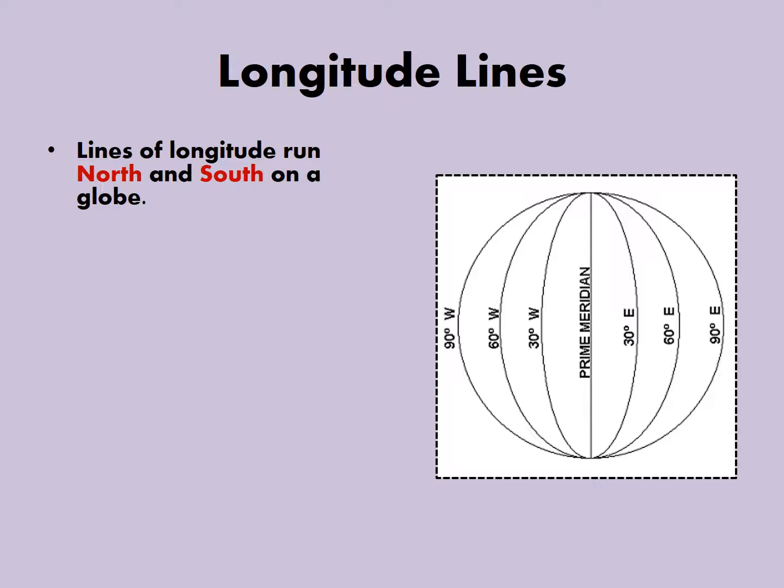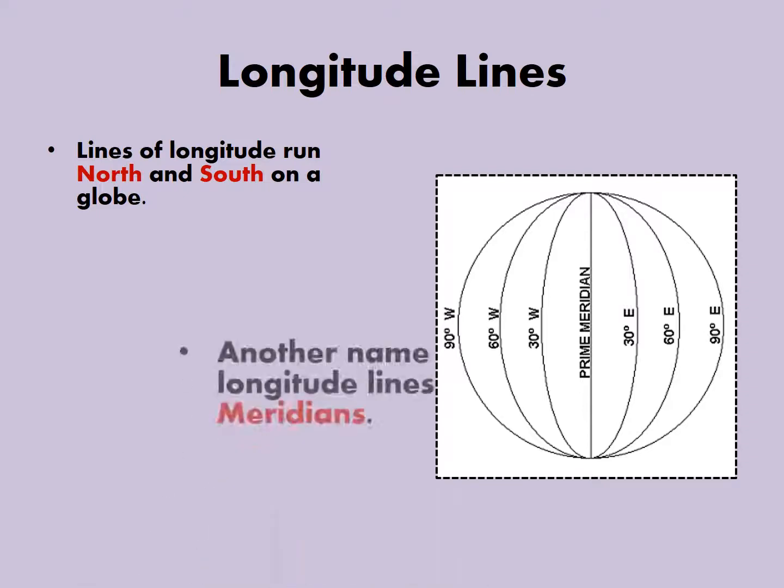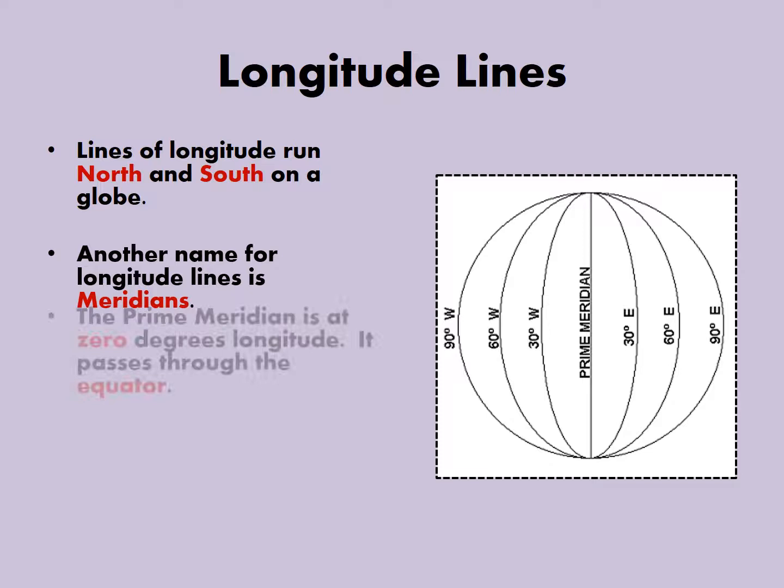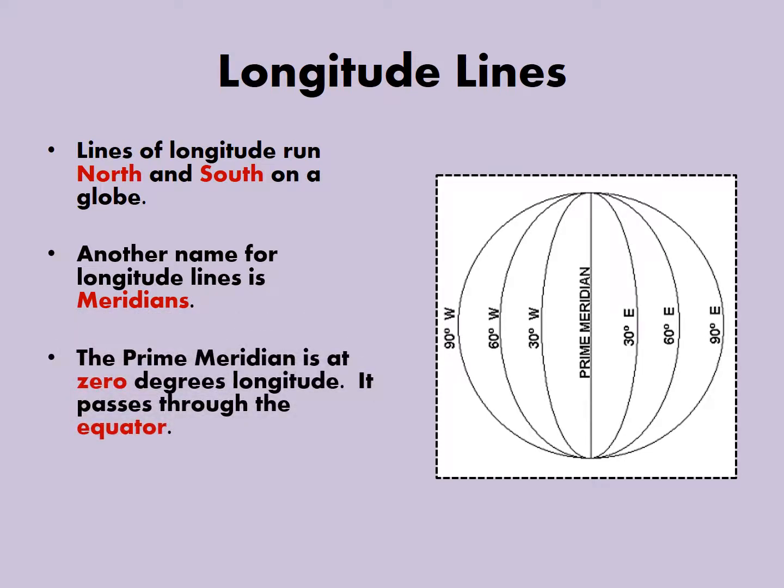Now, let's talk about longitude lines. Lines of longitude run from north to south on a globe. Another name for longitude lines is meridians. So latitude, parallels, longitude, meridians. The prime meridian is at 0 degrees longitude. It passes through the equator.